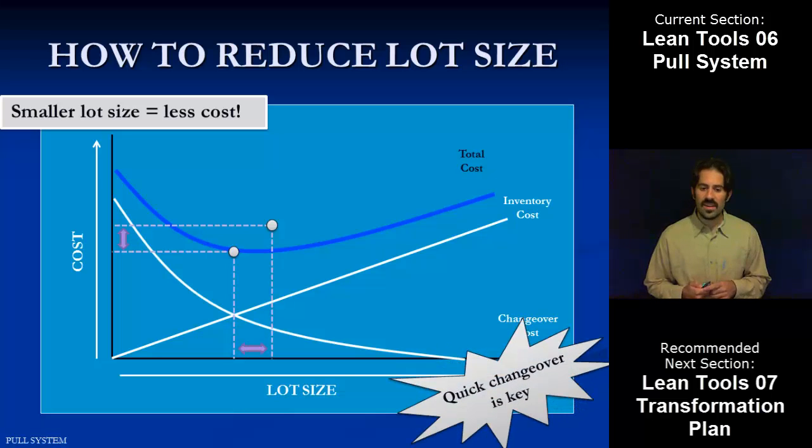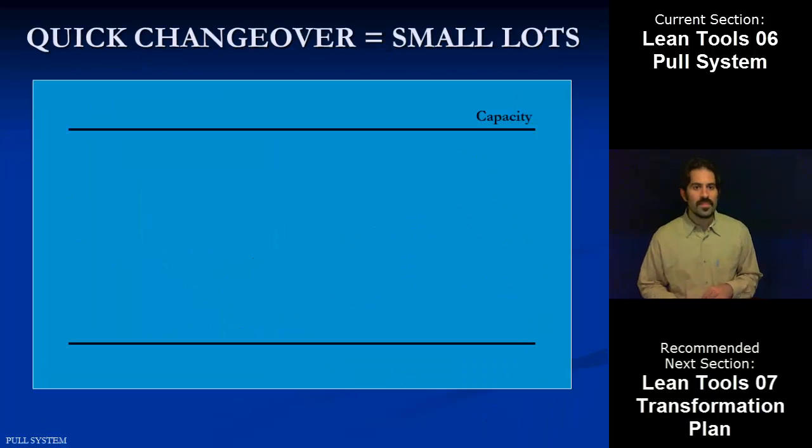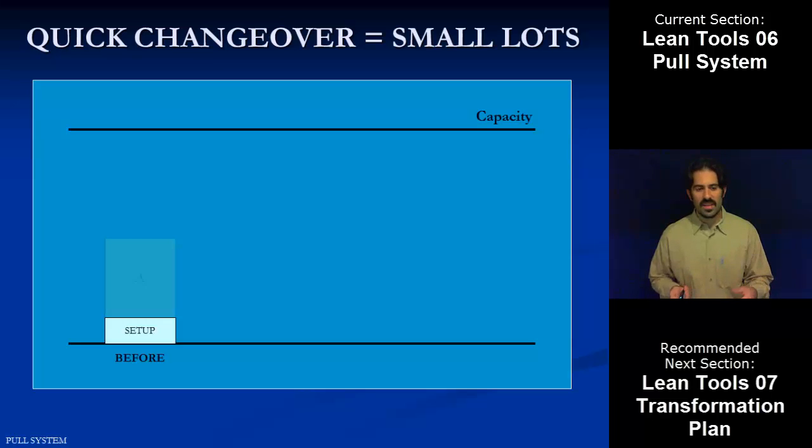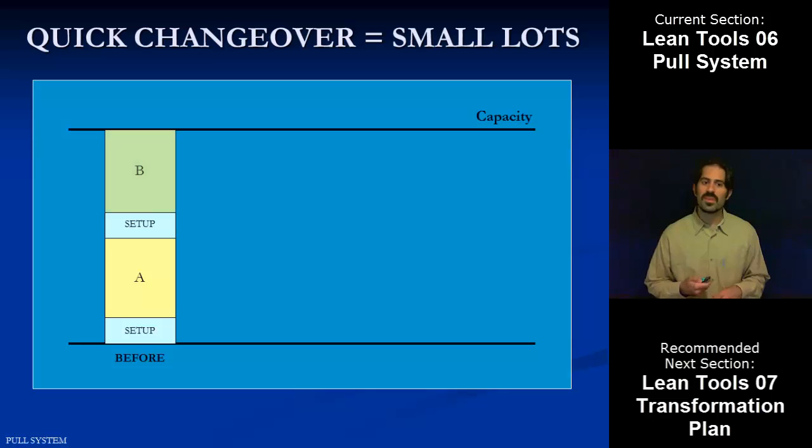And again, just to hit on it, the key takeaway of what makes this work is quick changeover. That's what drives this. That's what allows us to make fewer parts for less money. Quick changeover. To help everybody visualize it one more time, if we have a before condition, we set up and run an A part. Then we set up again and run a B part, because we have long setup times, so we have to run big part runs for it to make sense.